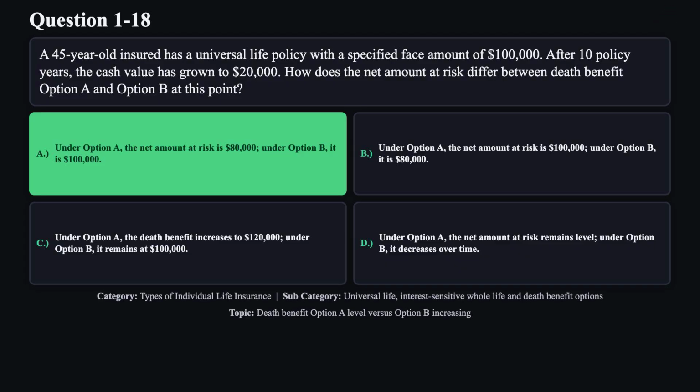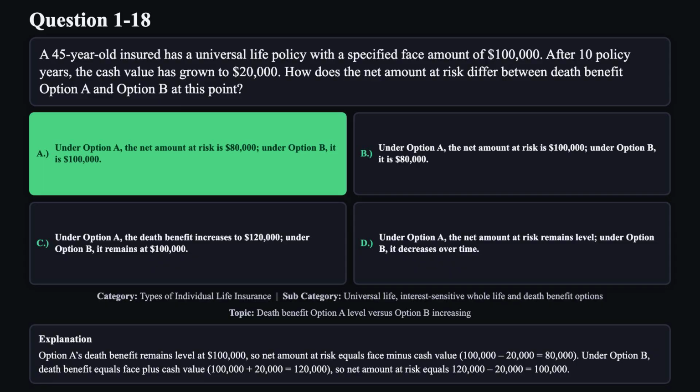The correct answer is A. Option A's death benefit remains level at $100,000. So net amount at risk equals face minus cash value. 100,000 minus 20,000 equals 80,000. Under option B, death benefit equals face plus cash value. 100,000 plus 20,000 equals 120,000. So net amount at risk equals 120,000 minus 20,000 equals 100,000.